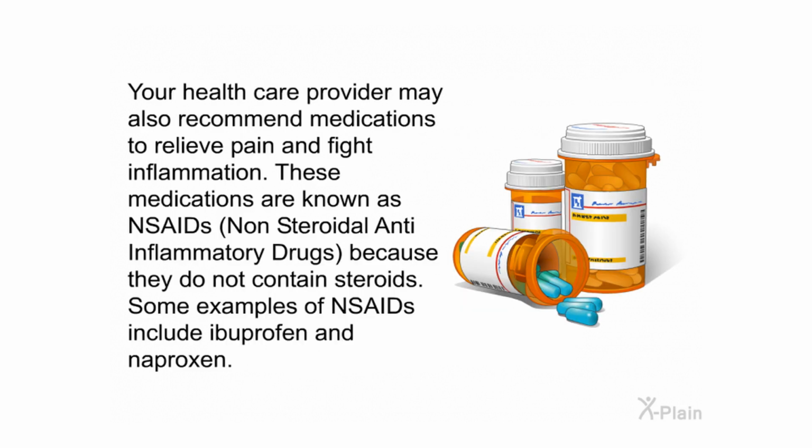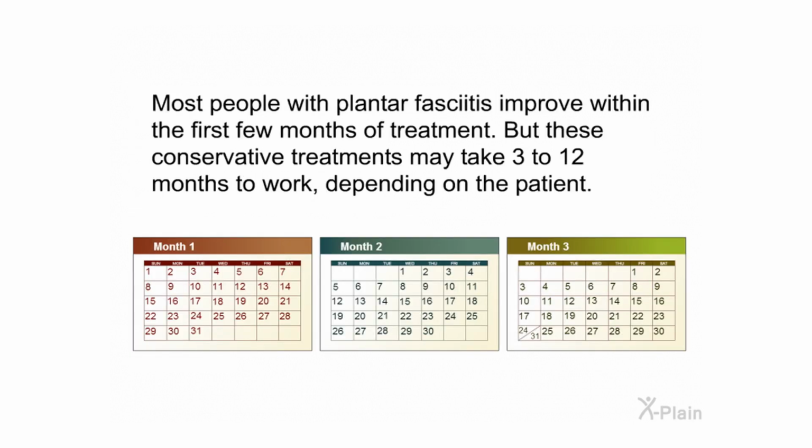Your healthcare provider may also recommend medications to relieve pain and fight inflammation. These medications are known as NSAIDs, non-steroidal anti-inflammatory drugs, because they do not contain steroids. Some examples of NSAIDs include ibuprofen and naproxen. Most people with plantar fasciitis improve within the first few months of treatment, but these conservative treatments may take 3 to 12 months to work depending on the patient.